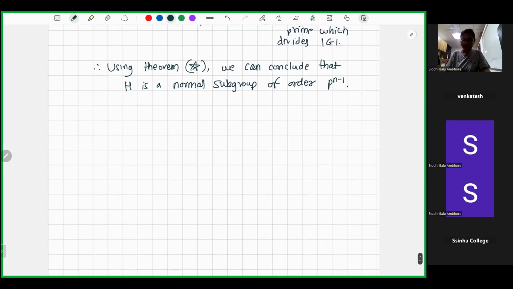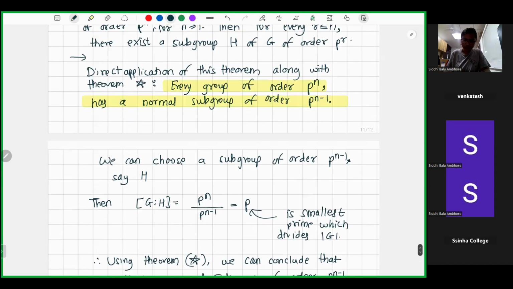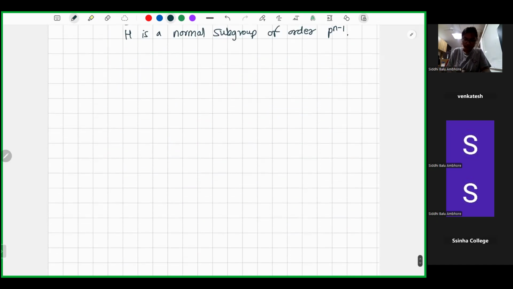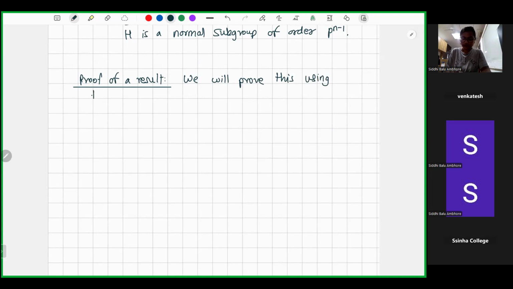Okay, so let us start proving this. This is the proof of a result. We are proving these results because they give us applications of class equations and of group action in general. We will prove this using induction on n.